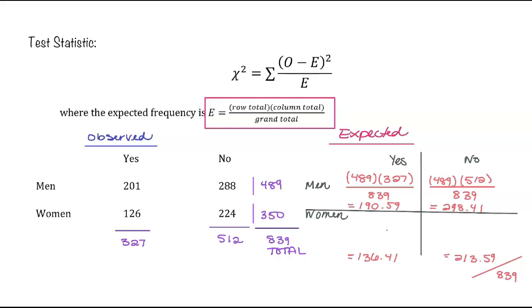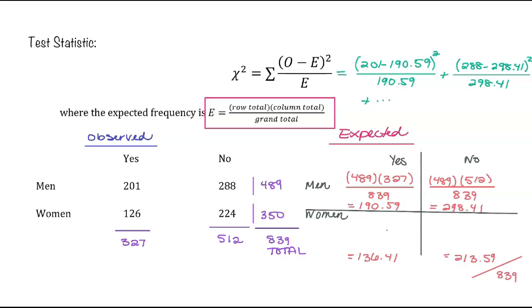Now that we have the observed values and the expected values, we could calculate the test statistic by hand. Starting with the top left cell, we have the observed value of 201 minus the corresponding expected value of 190.59. That difference squared is the numerator, and the expected value is the denominator. In the top right cell, we have the difference of 288 and 298.41 squared, divided by 298.41. We would continue this process for the other two cells, and by adding these together, we find that our test statistic is 2.234, and we've successfully calculated the test statistic by hand.